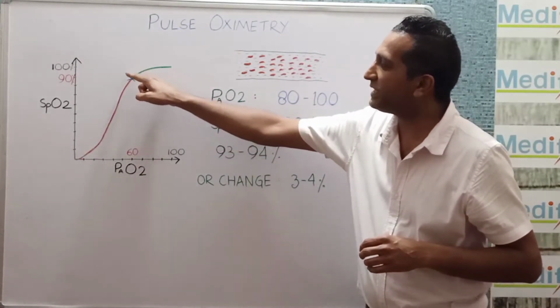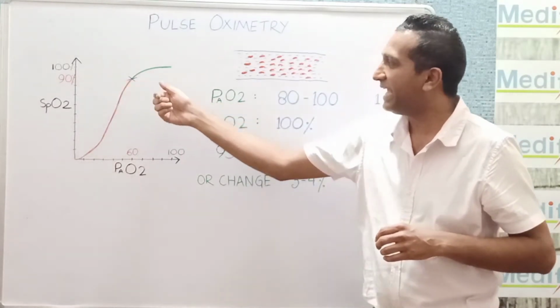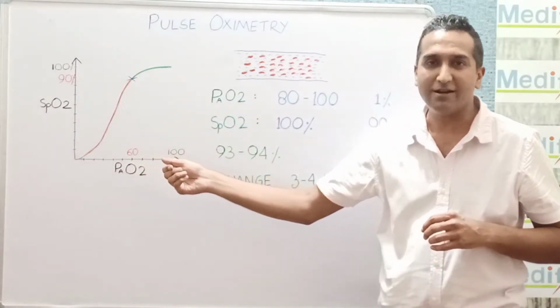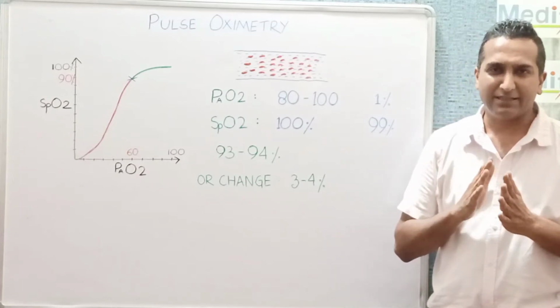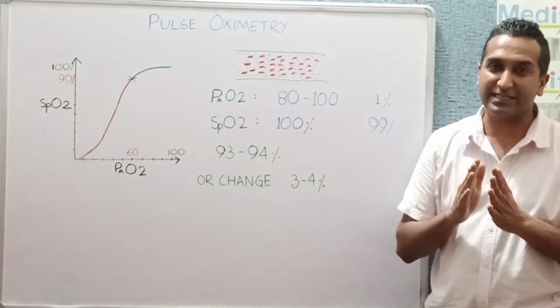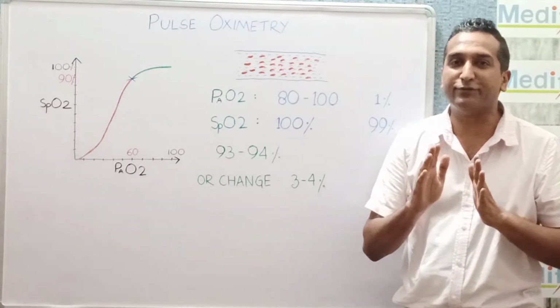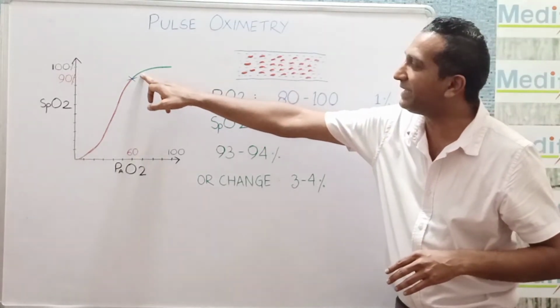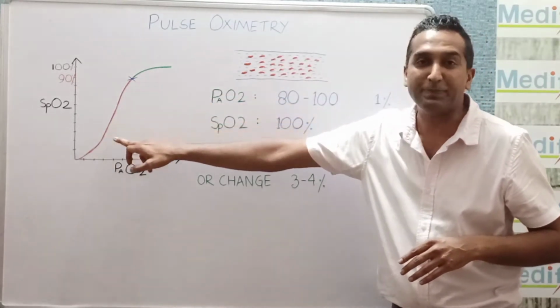You are almost sitting on a cliff here if you reach 90% saturation, because a little drop in oxygen from here would produce a significant drop in the saturation levels. And saturations above 90% are desired. But we give you a safety figure of 93 to 94 so that you sit a little bit above this. You don't drop down the cliff precipitously.